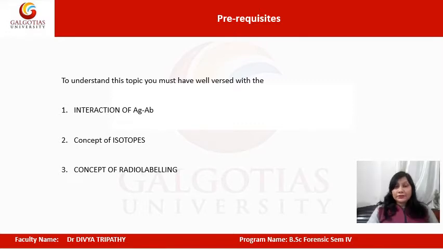To understand this topic, you must have knowledge of the interaction of antigen and antibody, how the antibody reacts with antigen to form precipitin bands, and what the quantity of antigen and antibody should be to form visible precipitation. You should also be aware of the concept of isotopes and radio labeling.